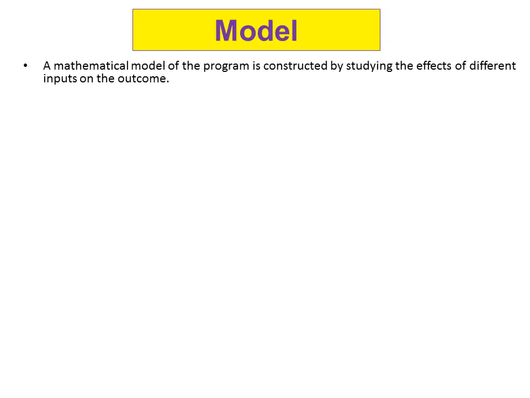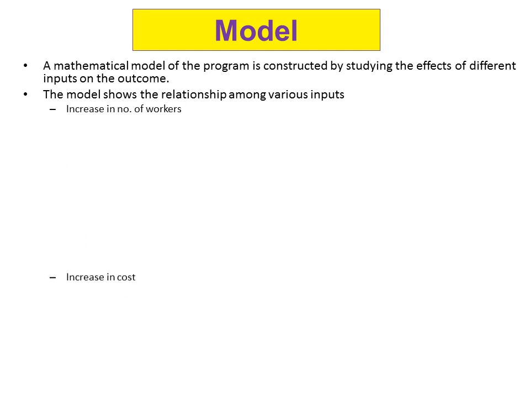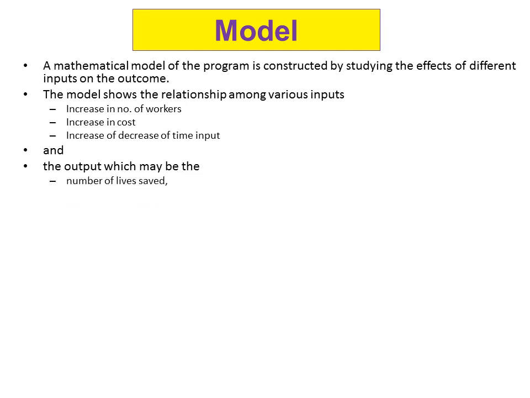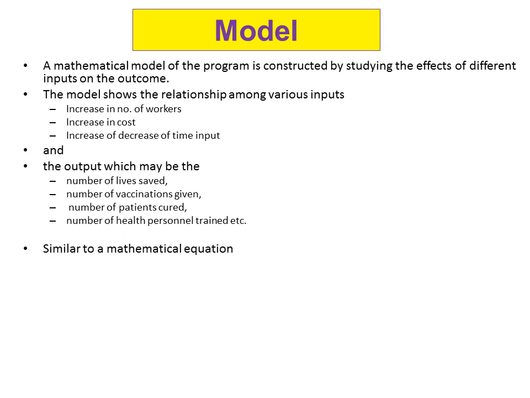Model. A mathematical model of the program is constructed by studying the effects of different inputs on the outcome. That is, the model which is constructed shows the interrelationship among various inputs, which can be increase or decrease in the number of workers, increase in the cost input, increase in time input, and its effect on the output, which may be number of lives saved, number of vaccinations given, number of patients cured, number of health personnel who are trained, etc. The mathematical model is similar to a mathematical equation.